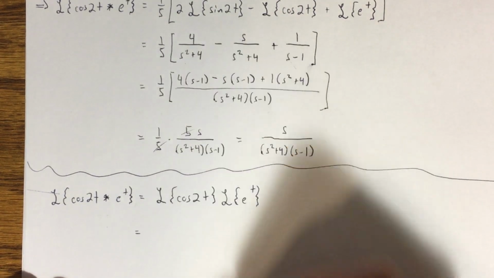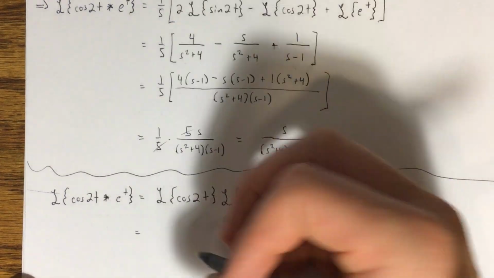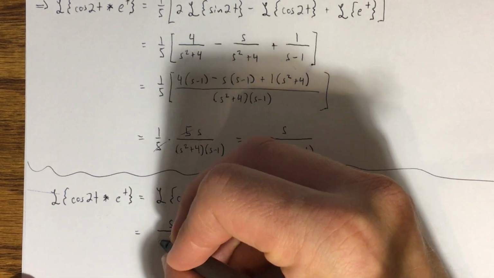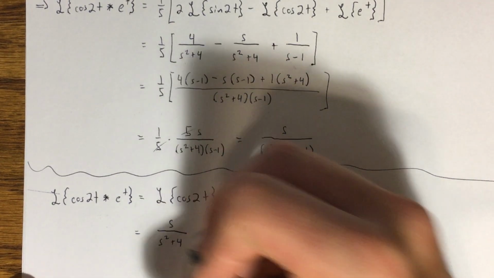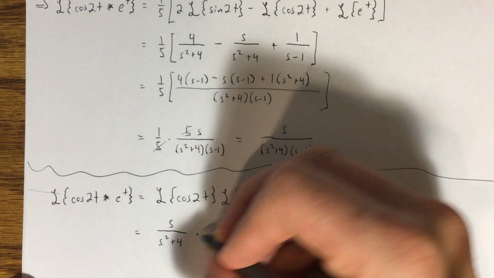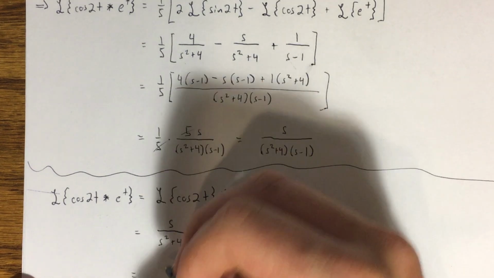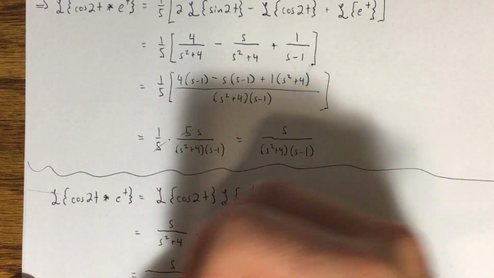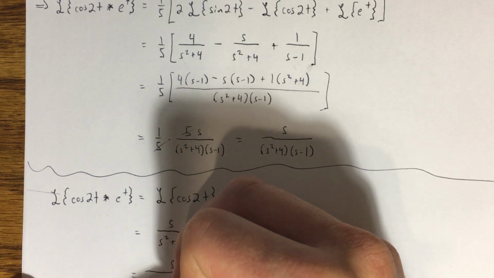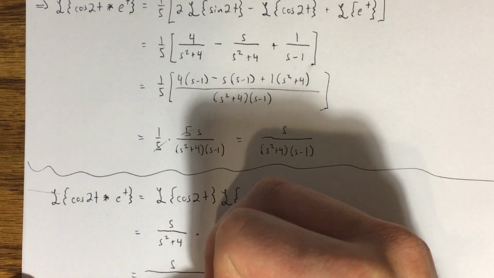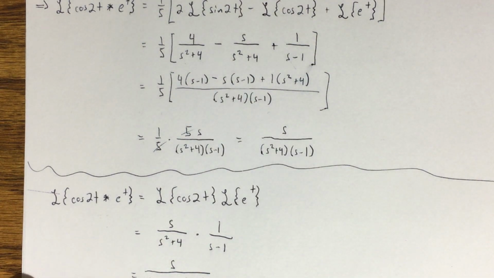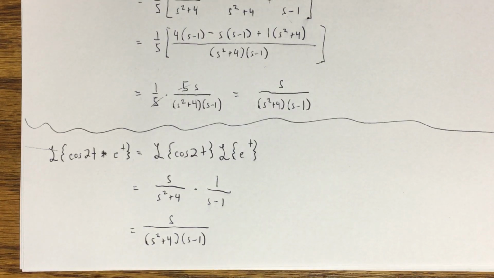Okay? Laplace transform of cosine of 2t, we just did that. We know that it's equal to s over s squared plus 4. Laplace transform of e to the t is equal to 1 over s minus 1. Multiplying those together, s over s squared plus 4 times s minus 1. Took less than a minute.